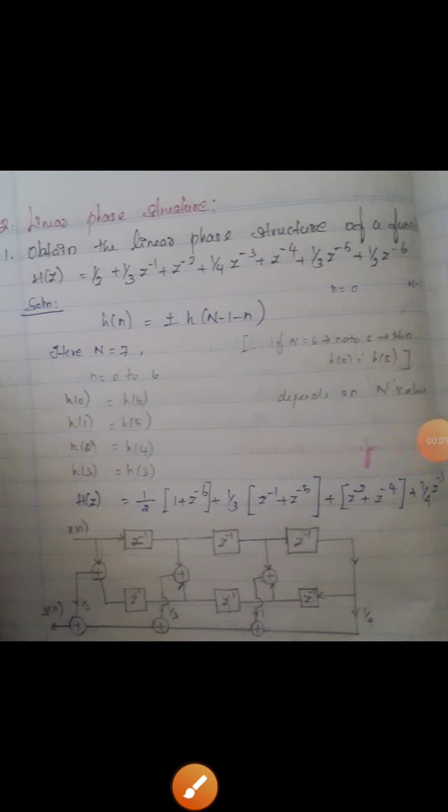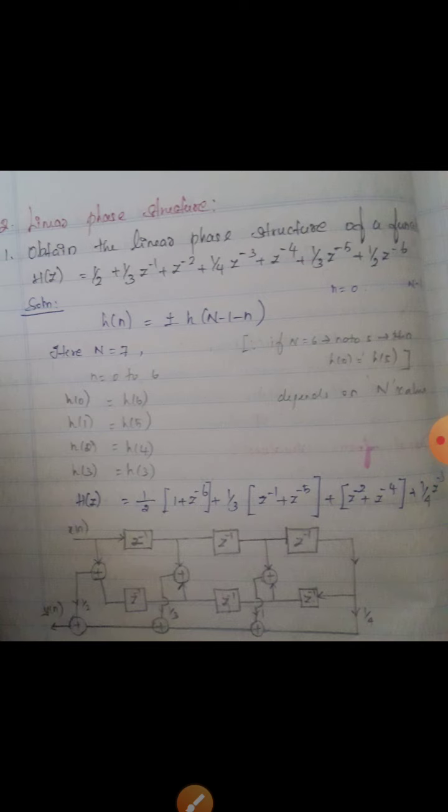Okay, next we are going to see the second FIR structure, that is the linear phase structure. Obtain the linear phase structure of the function H(z) = 1/2 + 1/3 z^-1 + 1 z^-2 + 1/4 z^-3 + z^-4 + 1/3 z^-5 + 1/2 z^-6.